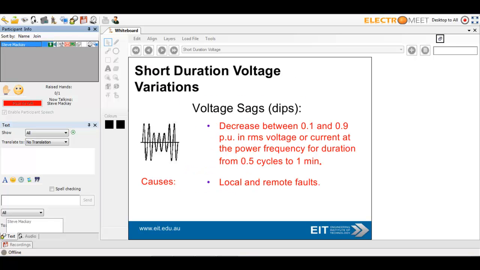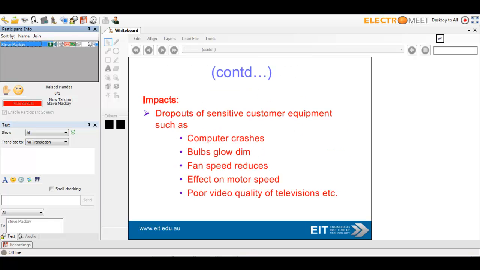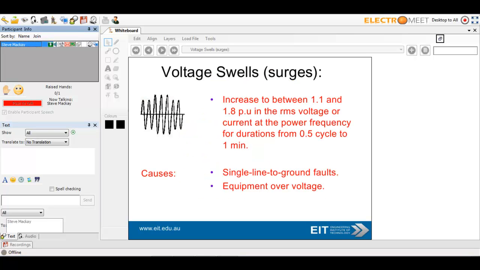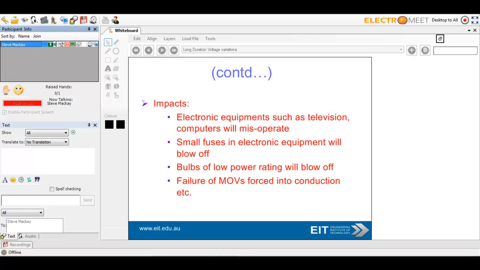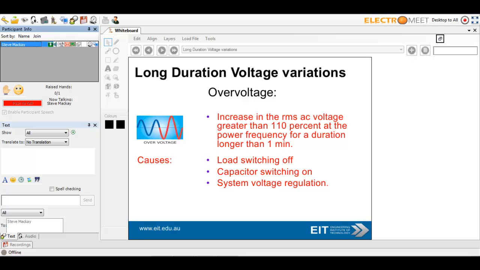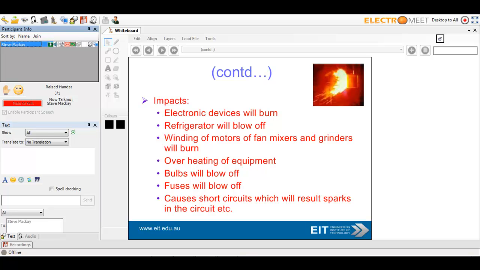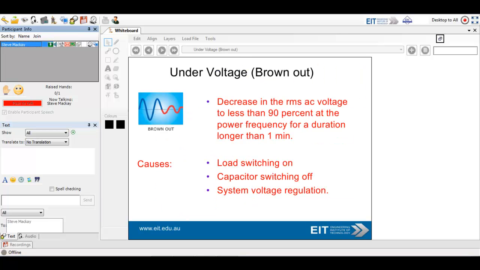Here's an example of voltage sag. I'm not going to go into too much detail here, but here are the different types. And it could cause enormous damage to your equipment. Voltage swells or surges. Long duration voltage variations, over voltage, can cause problems especially with electronic equipment.